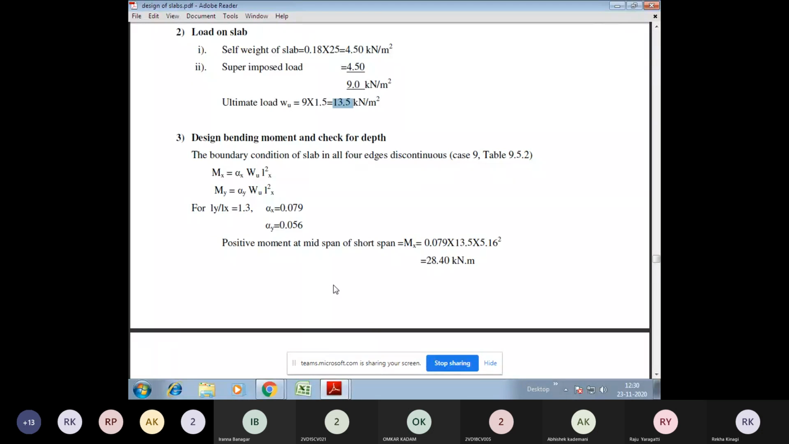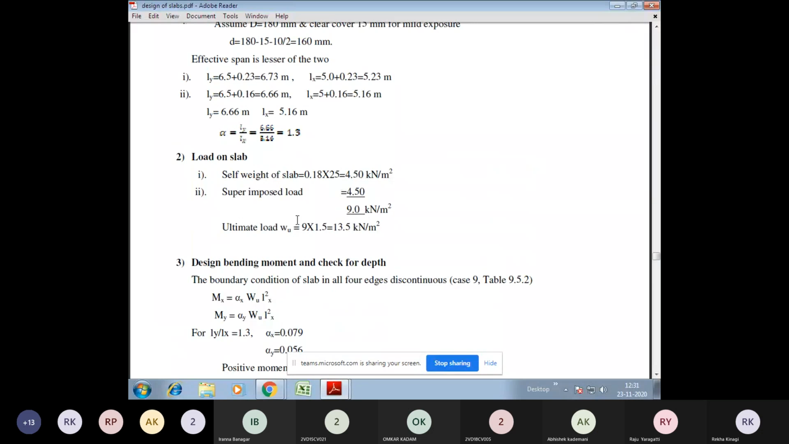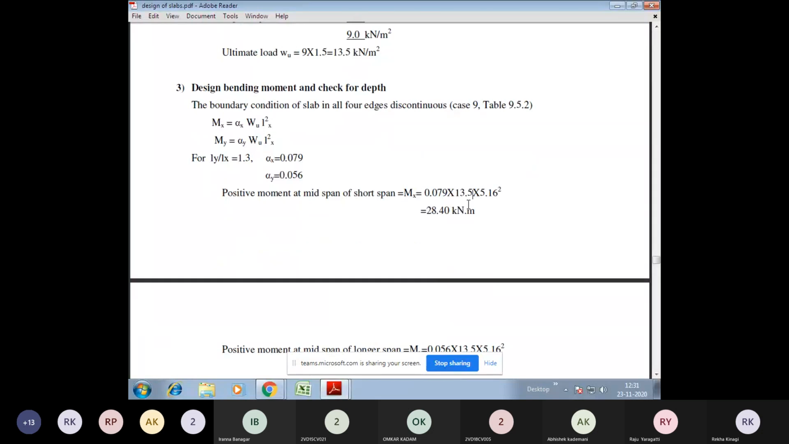So here the positive moment at the midspan of short span, mx is equal to 0.079 into 13.5 into 5.16 square, that is Lx value. Remember, whether you consider the moment in x direction or in y direction, you need to consider Lx only, that is 5.16. So with this, we get the mx value as 28.40 kilonewton meter.